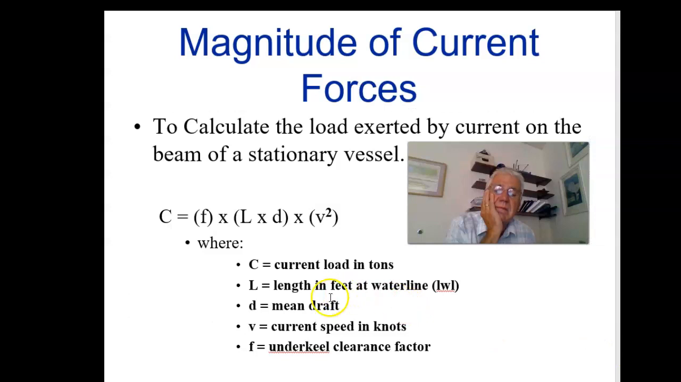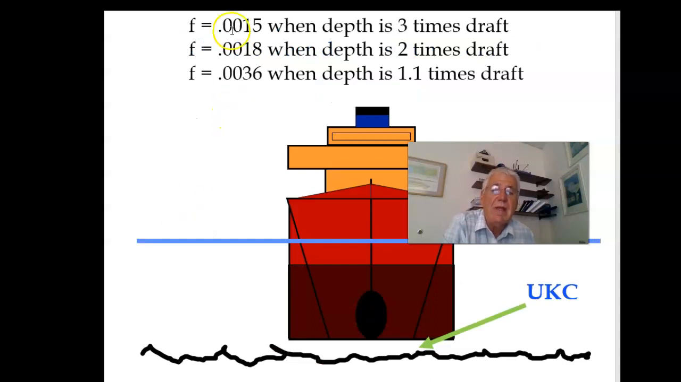Whenever the under keel clearance isn't very much, you're going to use one factor. When you've got a lot of under keel clearance, you're going to use a different factor. What is that factor going to be? This is what you want to write down. When the depth of the water is 3 times the draft. Now think about that. If the water depth is 60 and your draft was 20, that would be the water depth as 3 times the draft. And the water would not be constrained like we're seeing it here.